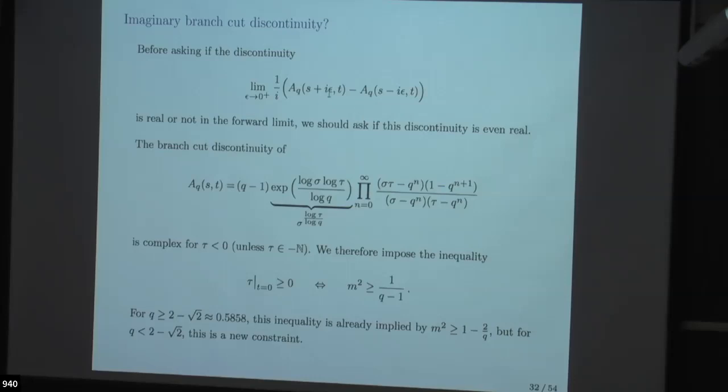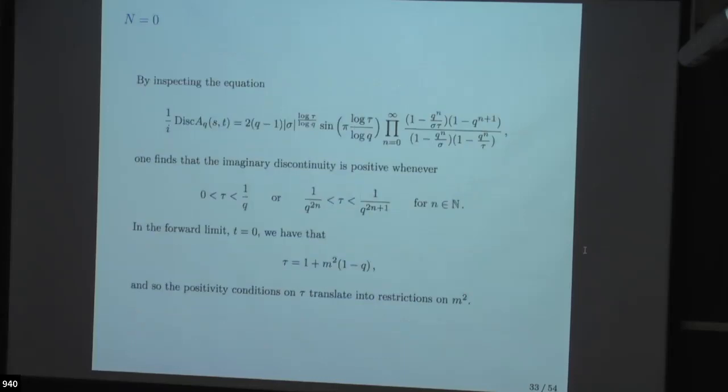But at the very least, we don't want it to happen in the forward limit. And so that gives us a bound on tau. We want tau to be positive in the forward limit. And so this actually gives us a new constraint on the mass, which, depending on the value of Q, for large values of Q is implied by our previous constraints. For small values of Q, it's actually a new constraint. But if we only care about m squared greater than -1, then it doesn't matter. So, now let's look.